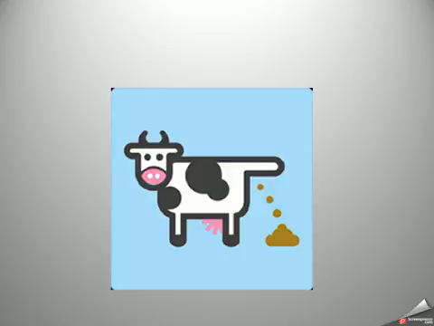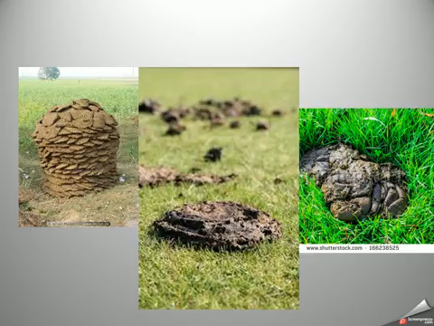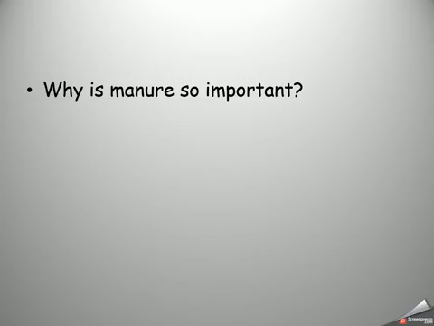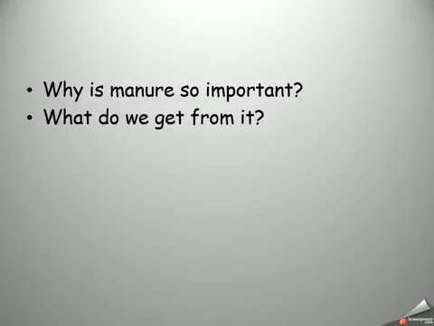Okay, so what has cow manure got to do with it? Well, cow manure contains fixed nitrogen, and we need fixed nitrogen. We can get fixed nitrogen from cow manure, but there's only so much manure that we can get from it. So, why is manure so important? What do we get from it?